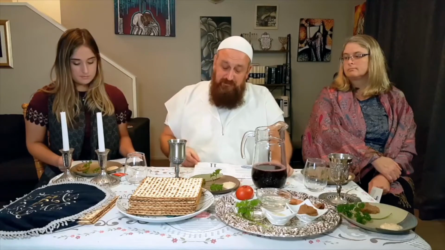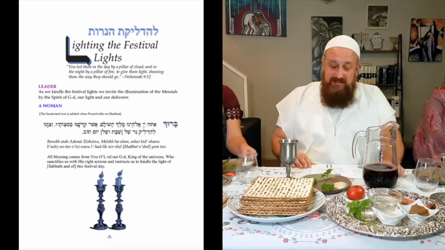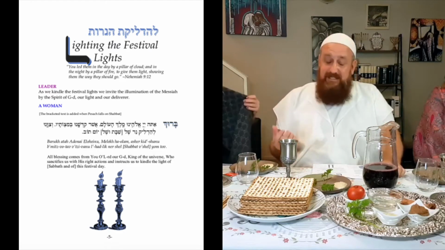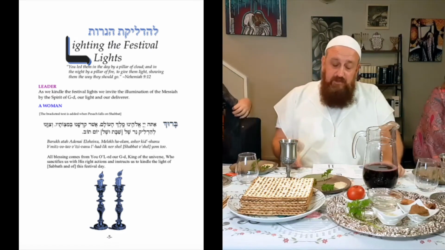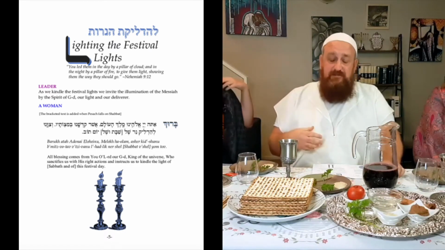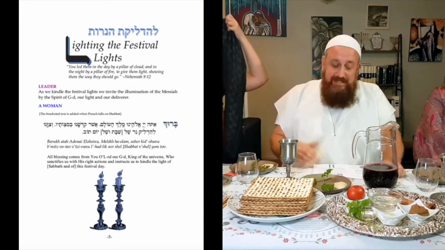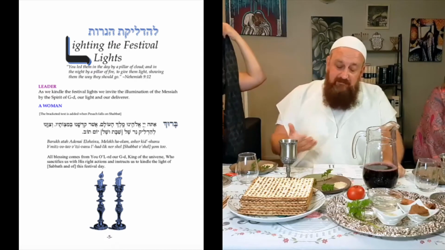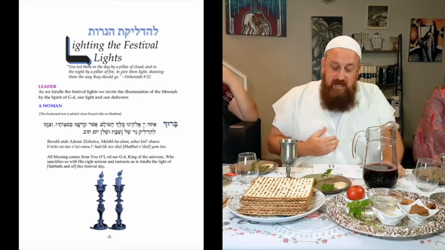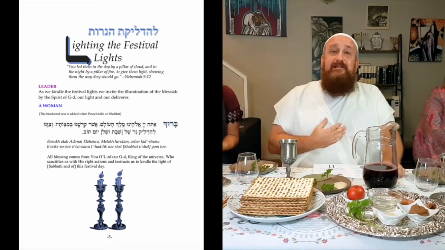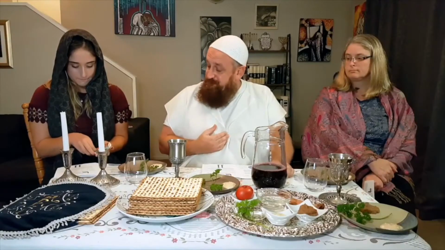Okay, now if you turn with me to page 5, which is just the next page, we're going to ask Bethany to say the bracha over the candles, which we call lehadlikot hanerot, or the lighting of the festival lights. As we kindle the festival lights, we invite the illumination of the Messiah by the Spirit of God, our light and our deliverer. We invite you.